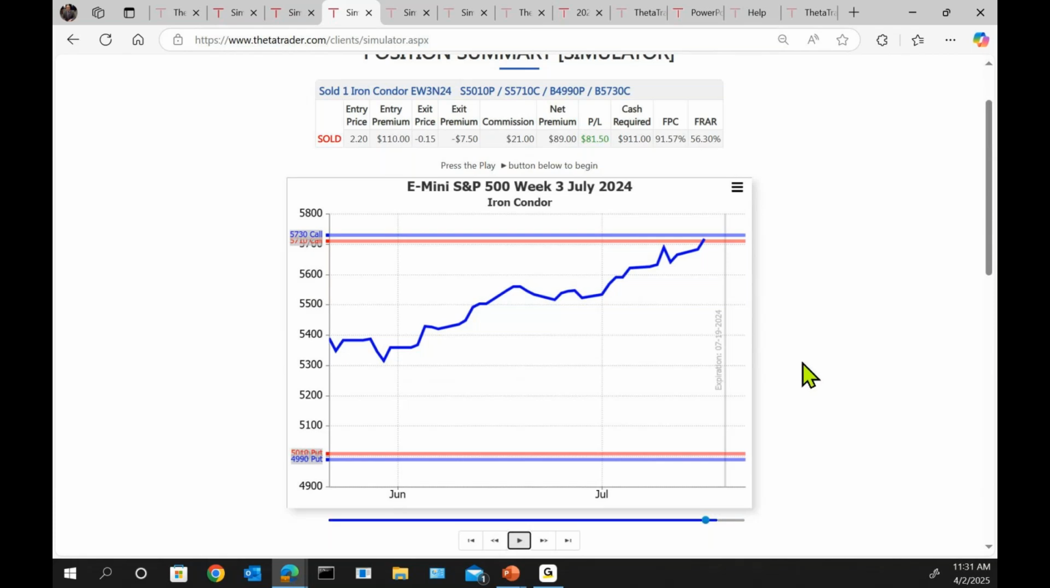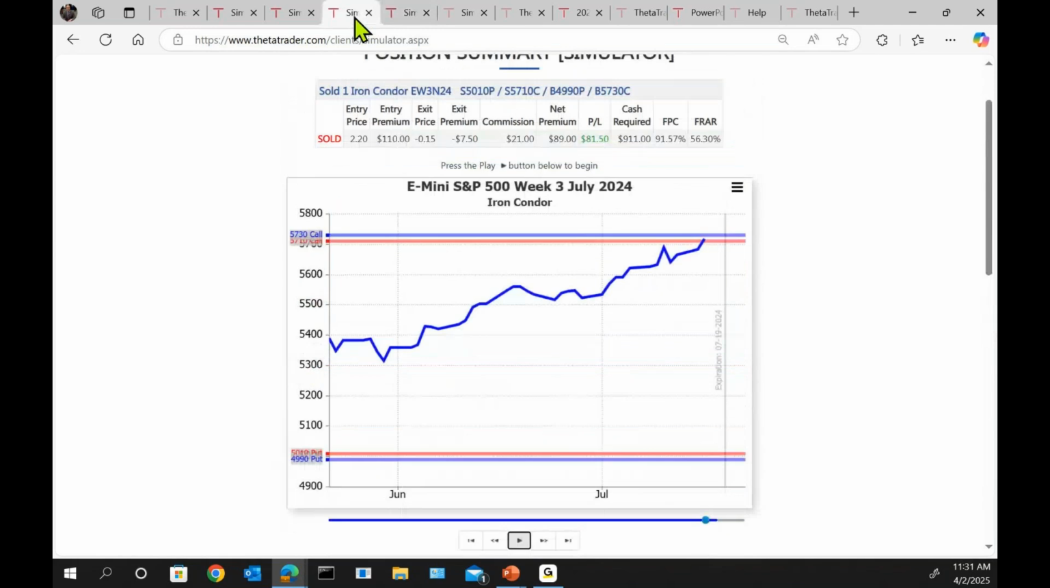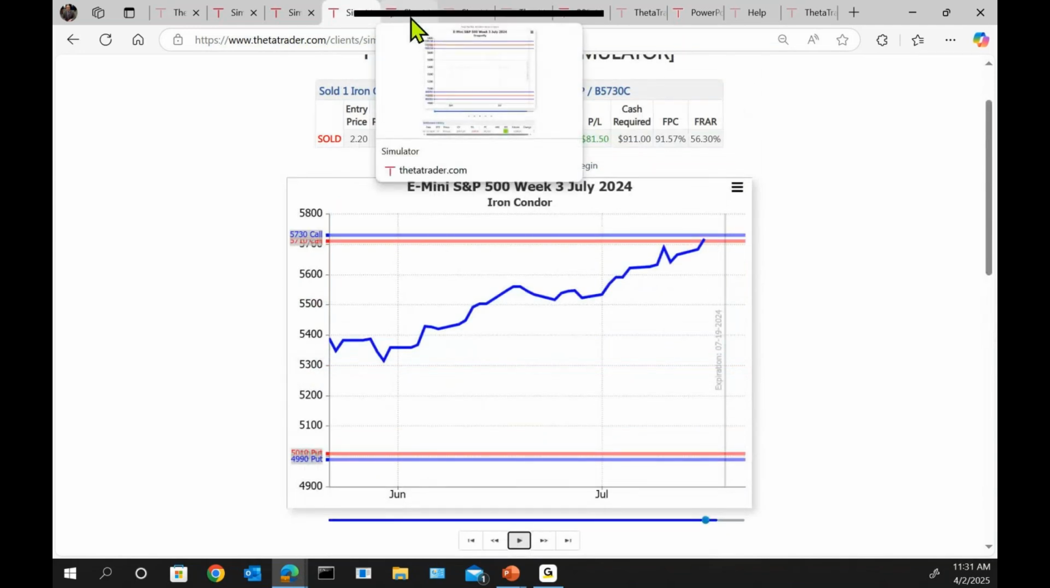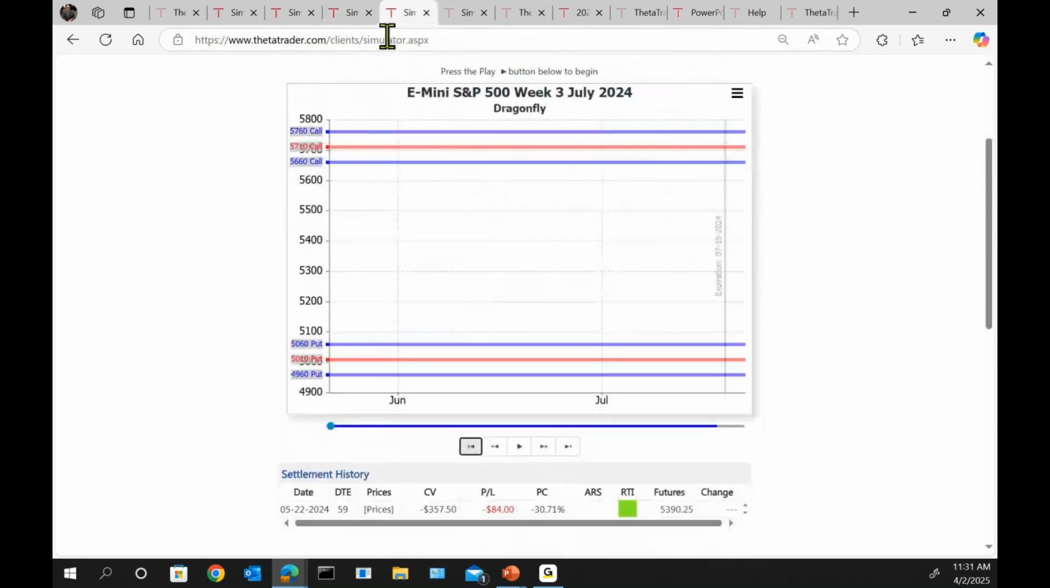When it turns red, you can also have that automated so that the order is placed for you to automatically close out that position. So this trade ends up being a loser. And let's compare that to the equivalent dragonfly. So if you did a dragonfly at the same time as you did this exact same trade on the condor, the July week 3 expiration, let's run that through.